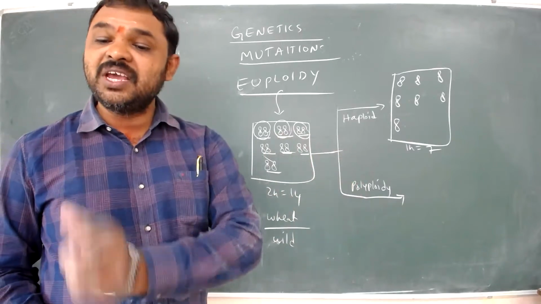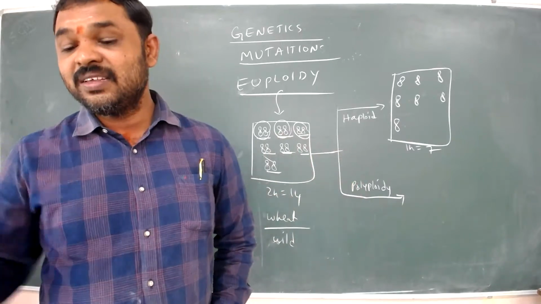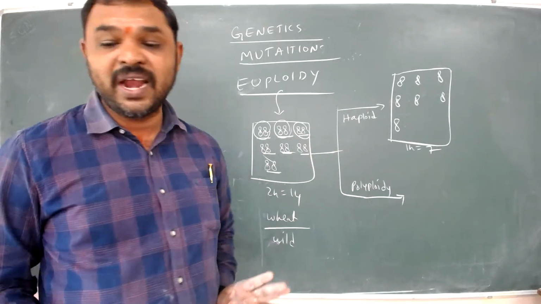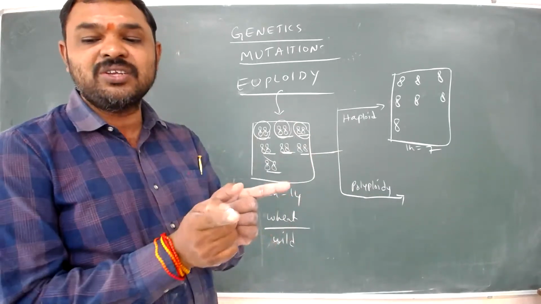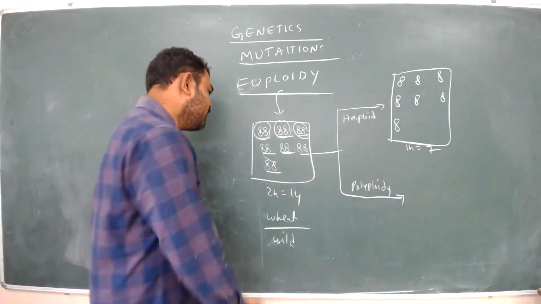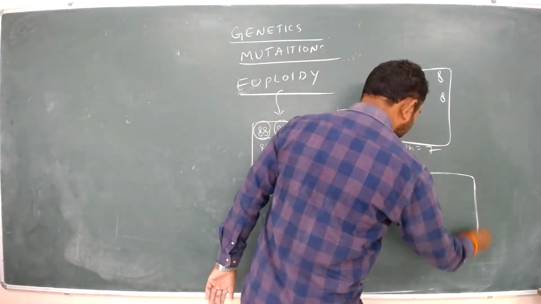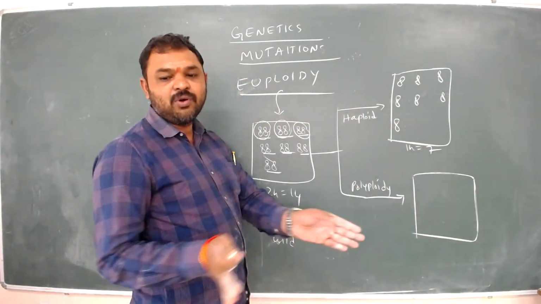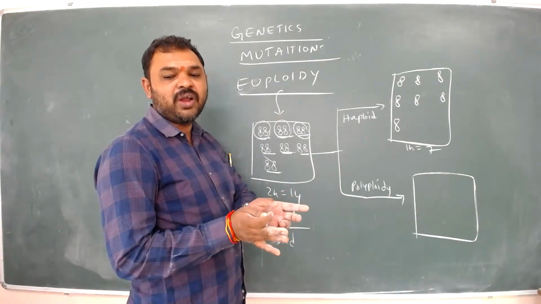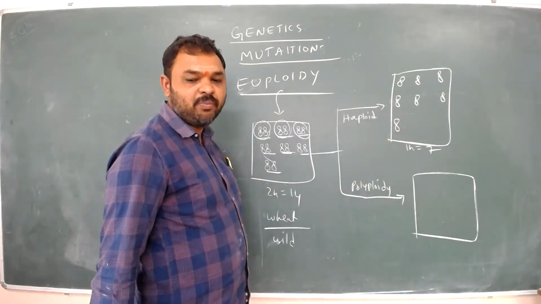But when 2n becomes 3n, 4n, 5n, that is polyploidy. In n+1, single chromosomes are added, which is aneuploid. Here all sets are changing. Suppose you see how it is written: due to the removal of one chromosome from all diploid sets of chromosomes, it is called haploid.